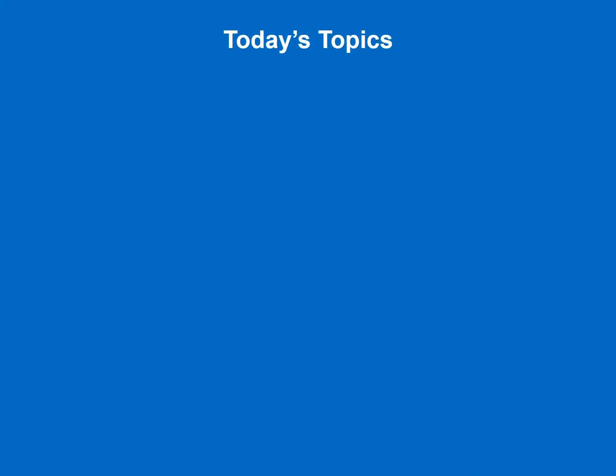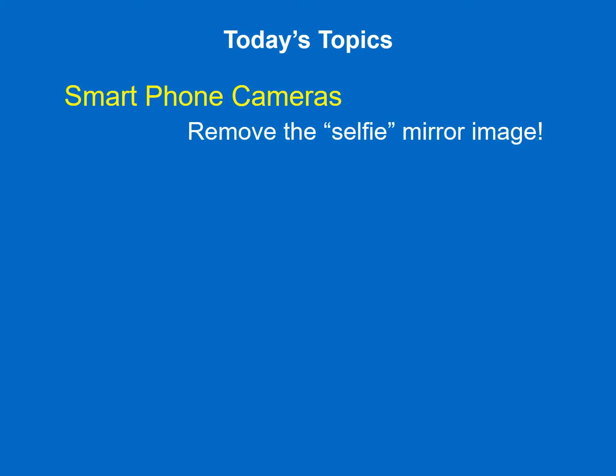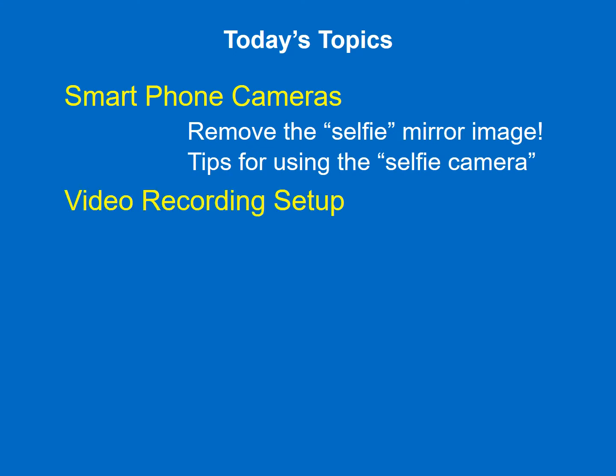So first we're going to talk about the topics. We're going to cover a broad cross-section of topics, and let me just highlight what those are going to be. We're going to talk about smartphone cameras and removing the selfie mirror image. A lot of people don't realize that that selfie camera is a mirror image, plays havoc with your text, and we're going to talk about that. Also going to be talking about tips for using the selfie camera. It's a great way to do it, but there's some things you need to know and just be aware of.